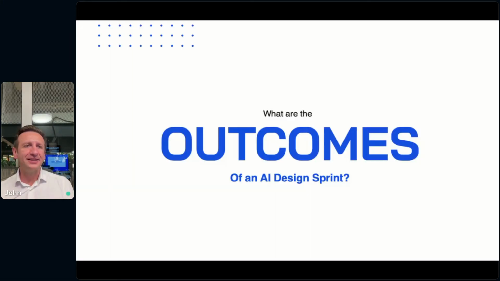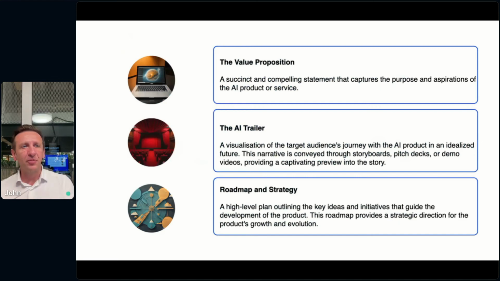Now, outcomes of an AI design sprint. A value proposition, right? This is the value proposition of our future AI product. You can have a trailer, much like your Dropbox video, that shows how the product would work. And then also you can have a product roadmap. If you have a mature team, if you're more advanced, you can already come out of the design sprint with a plan on how to develop your AI product. So this could be the outcomes.